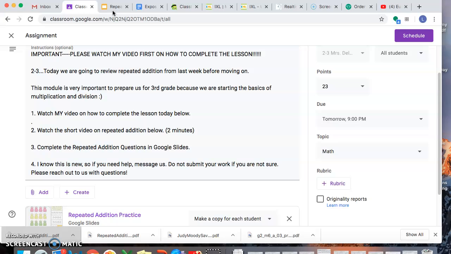So today I decided, since we did have the weekend and we just started Eureka last week, that we were going to start today by just reviewing repeated addition. Because again, we keep talking about how important this module is because it's giving us all the basics of multiplication and division for third grade. So today we're just going to review repeated addition.